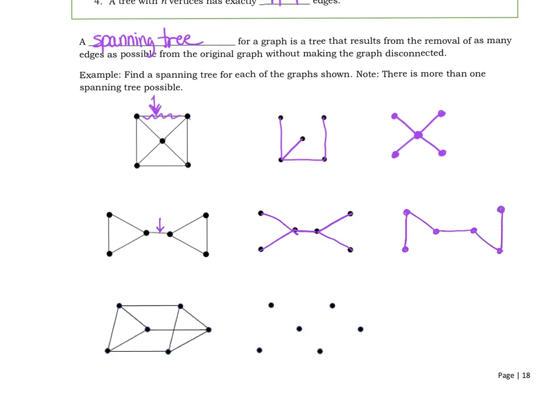That would be a spanning tree as well. Again, please notice I'm not adding in edges, okay? We're not putting in edges like here. That wasn't an edge to begin with. The point is I'm trying to take out edges that already exist and end up with a spanning tree.